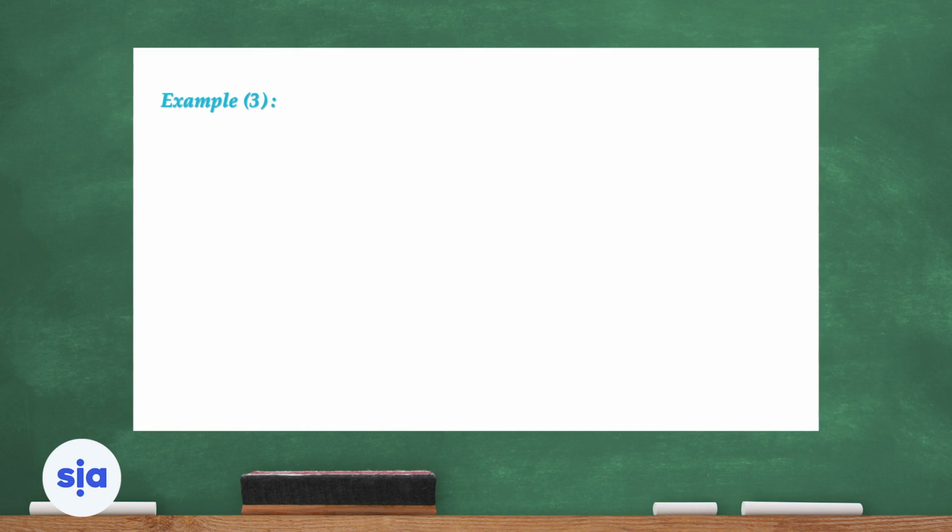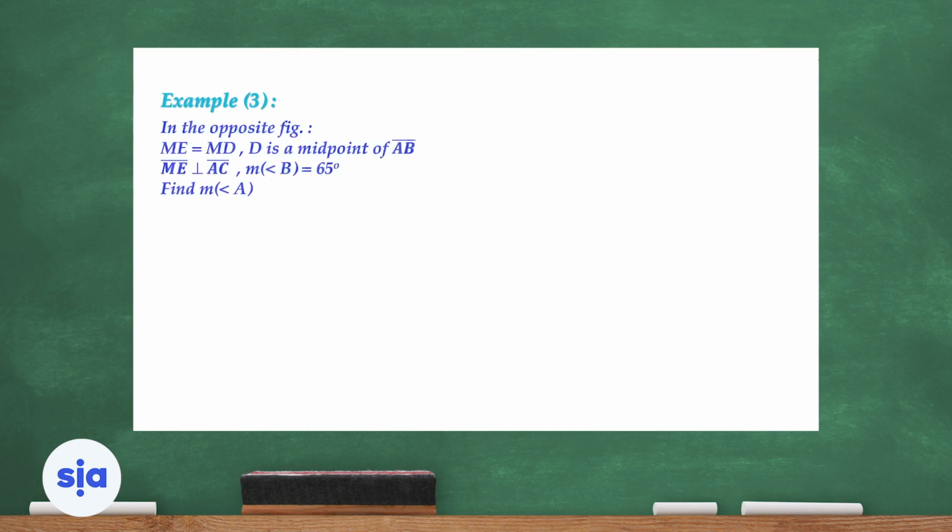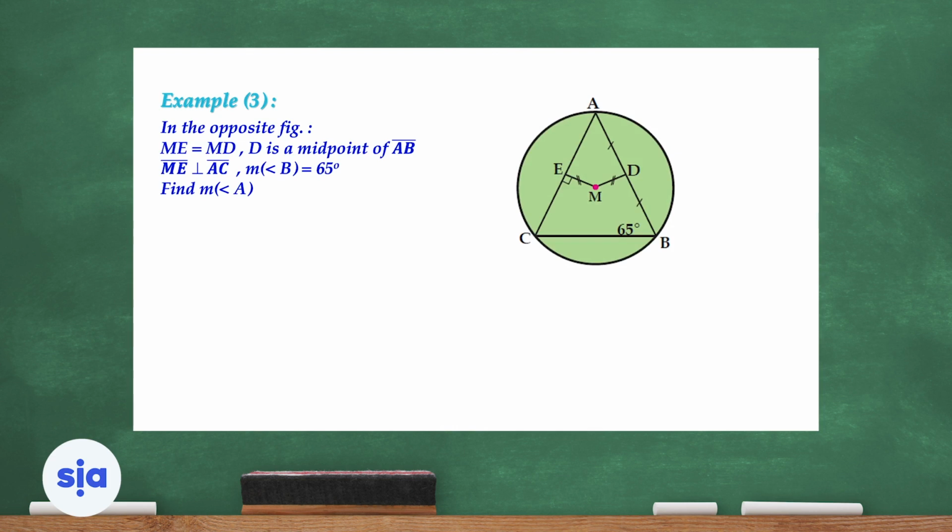Now let's go and check example 3. In example 3, the question says, in the opposite figure, ME is equal to MD. D is a midpoint of AB. ME is perpendicular to AC. And the last given is that measure of angle B equals 65 degrees. The question is asking you to find the measure of angle A.